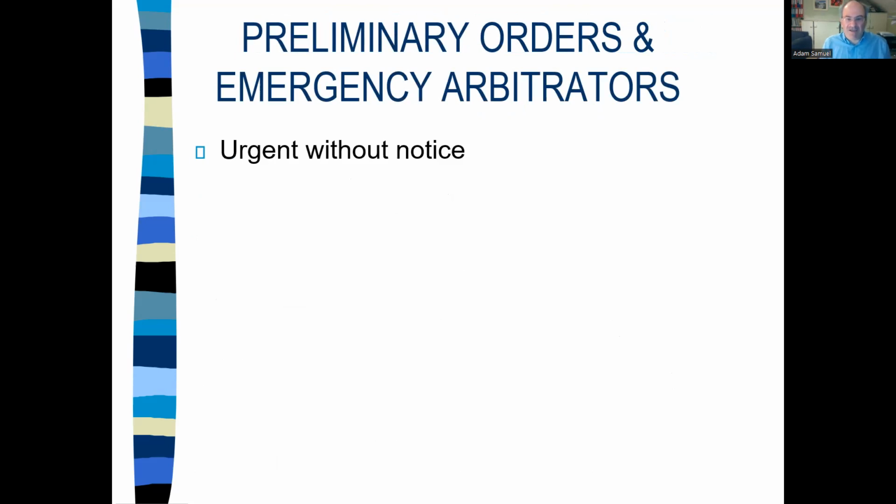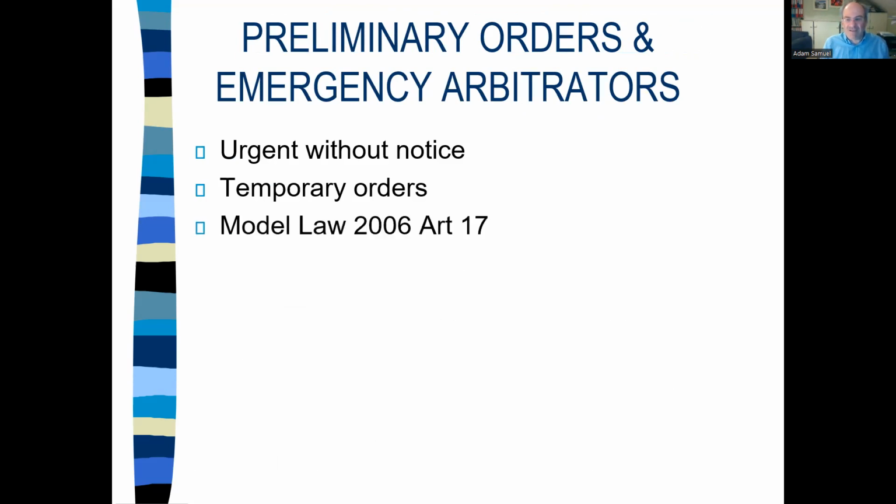If you urgently need help, you're going to go ex parte, of course. You'll want a temporary order. Preliminary orders were introduced by the 2006 version of the model law, and a radical development they were. The idea being that you appoint an arbitrator in a hurry, you get them to make the order straight away, which is then served on the other side, typically with a request for the other side to appoint an arbitrator.